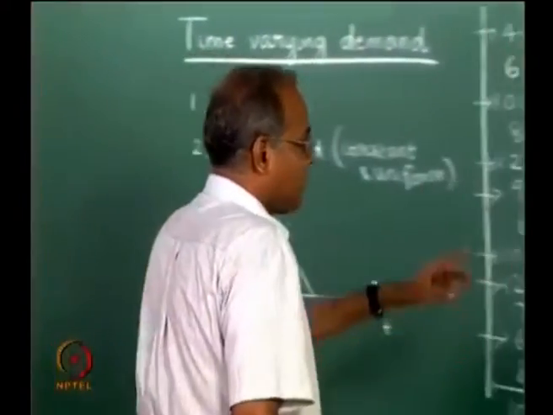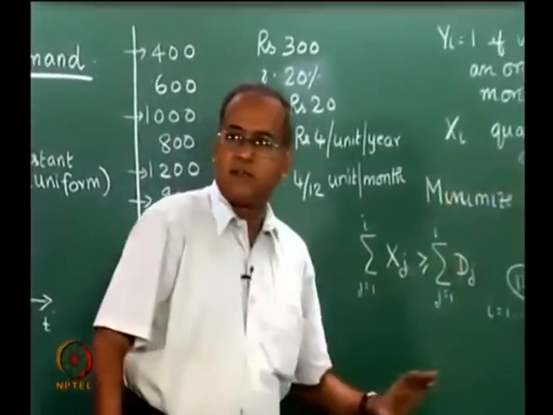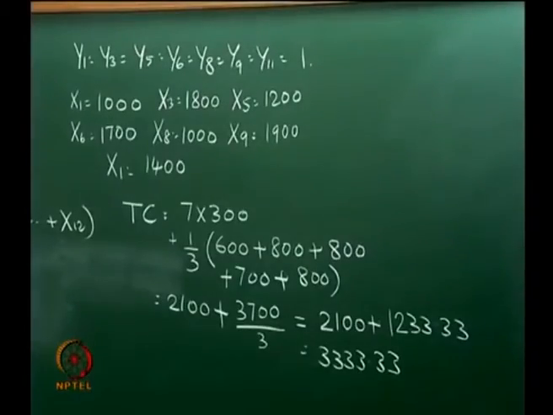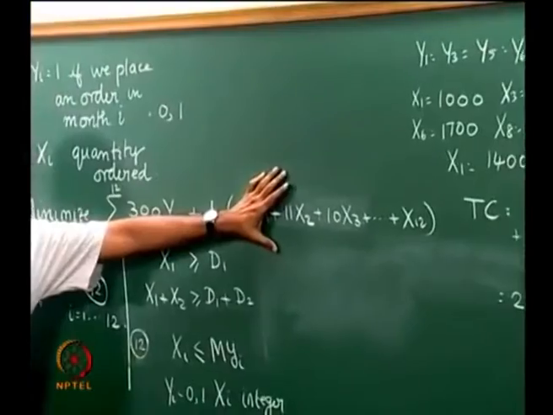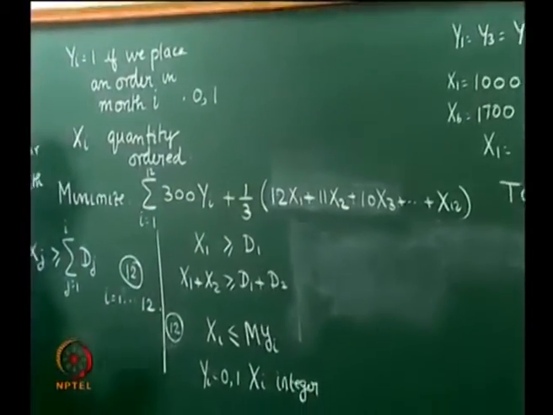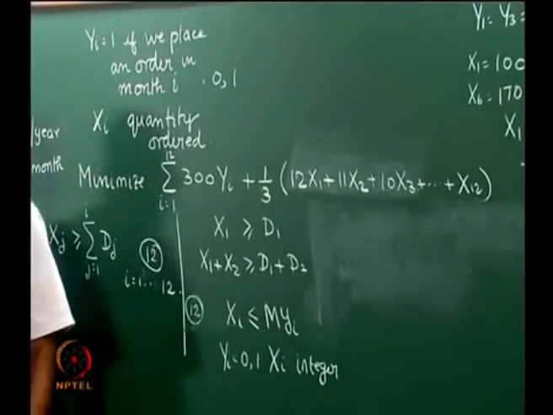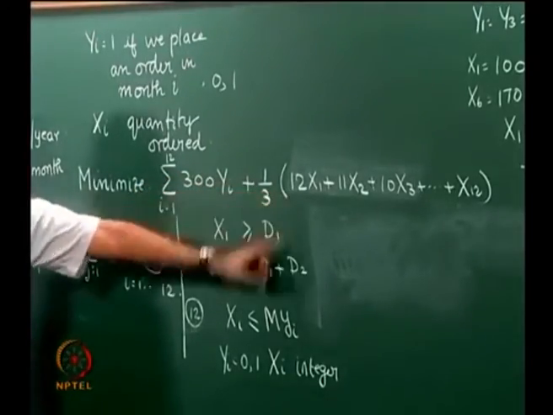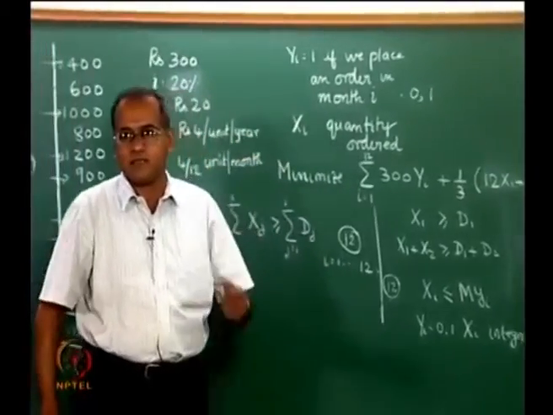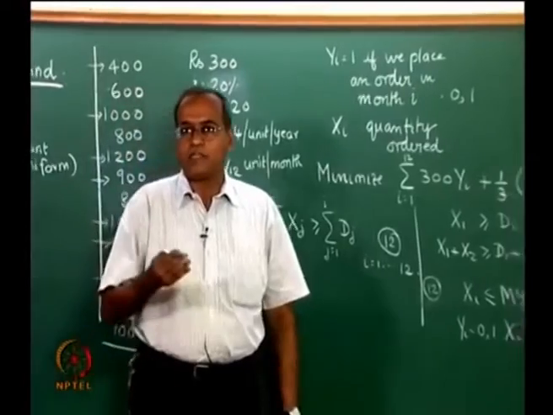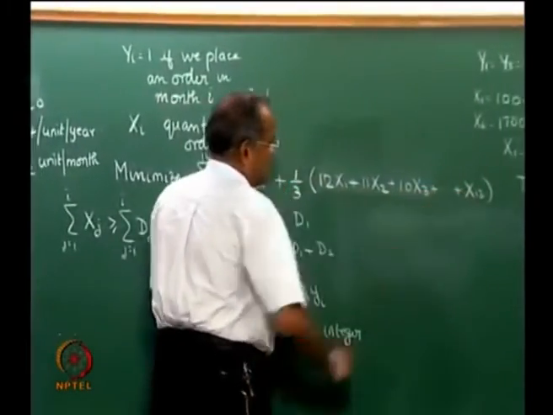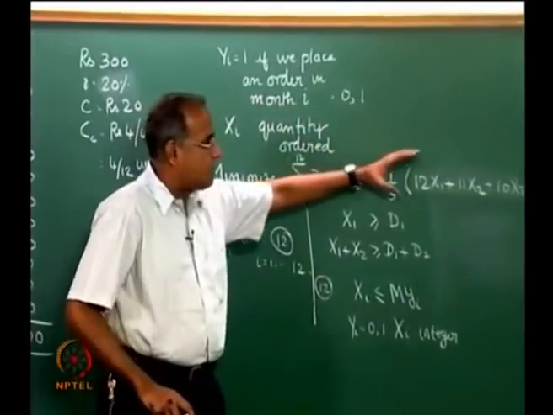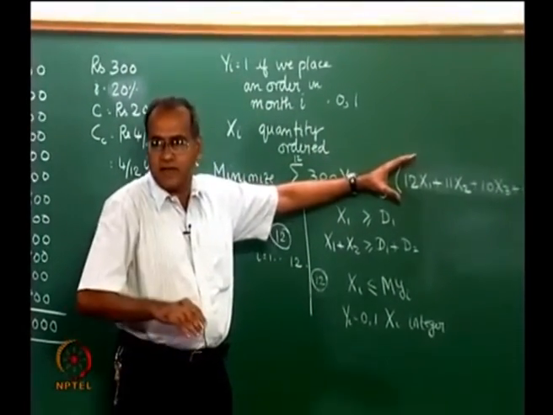So while writing this formulation, I had mentioned that the objective function has 2 terms. One is the order cost term and the other is the inventory carrying cost term. While writing the formulation, I mentioned that the inventory cost can be calculated either based on the ending inventory or based on the average inventory. Now this expression was written when we wrote it for the ending inventory in mind.